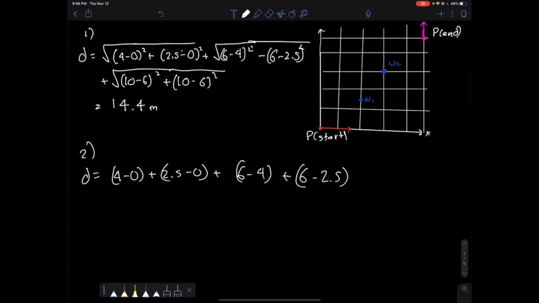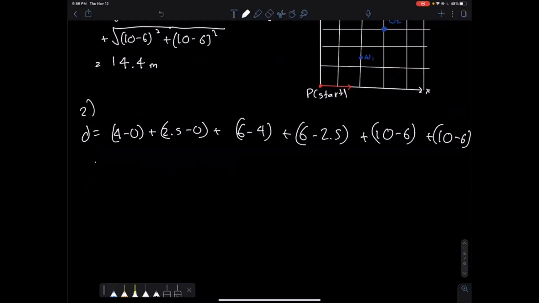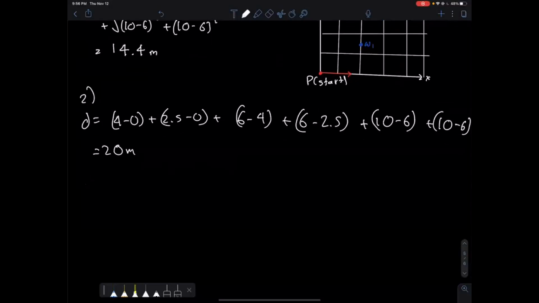So that's for the y. And then finally, it is P end minus the start. So we get 10 minus 6 plus 10 minus 6. You add that all together and your Manhattan distance is about 20. Cool.